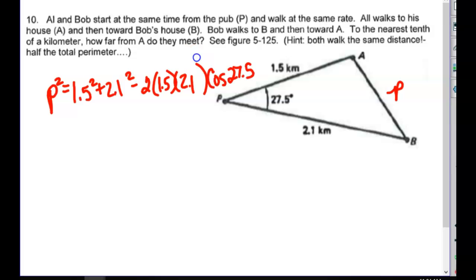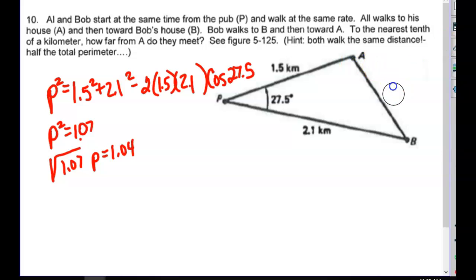Can we do this one real quick? Ooh, I got p squared is 1.07. Did anybody get that? I probably would have forgot to square root. But if you square root that, p is 1.04. Okay.